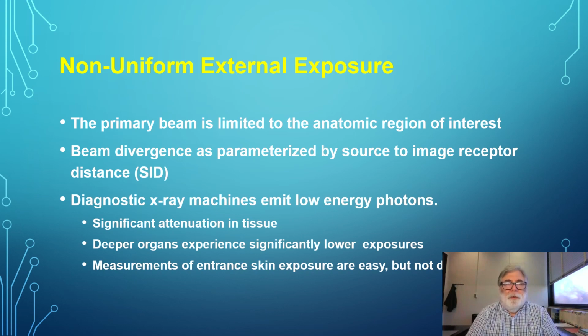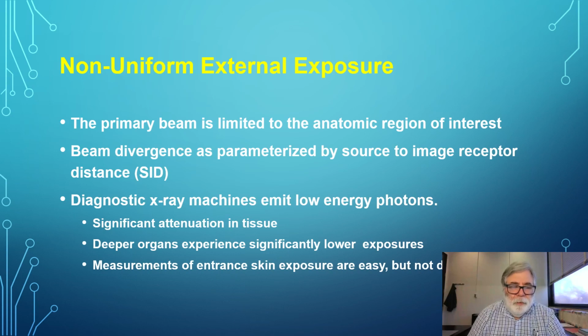First of all, when we take an X-ray or develop an image with X-rays, we're not exposing the whole body. We're intentionally limiting the exposure to some region of interest, and so the whole body isn't going to be exposed. Only the structures that are in or very close to the primary beam will receive any significant radiation.